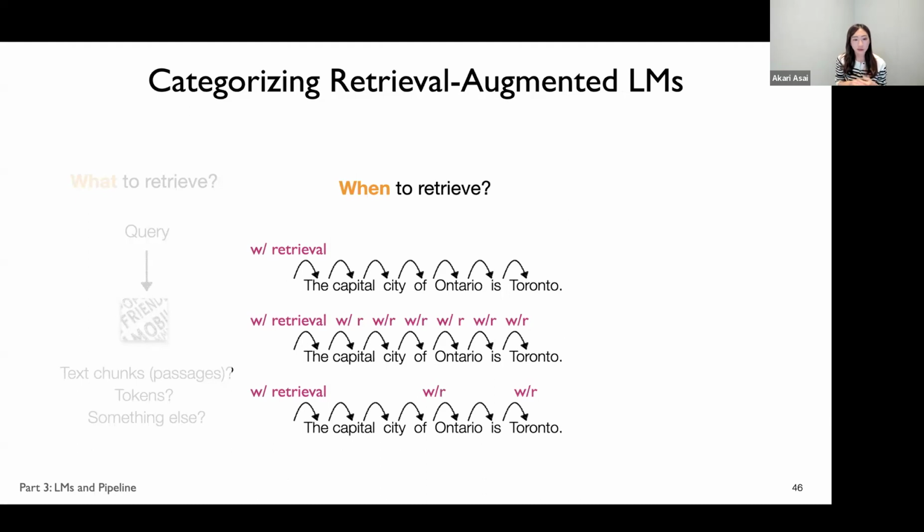So there are more papers that try to find something in between just a single retrieval and every-token retrieval, and make the model decide when to use retrieval. And I will discuss it in this section.